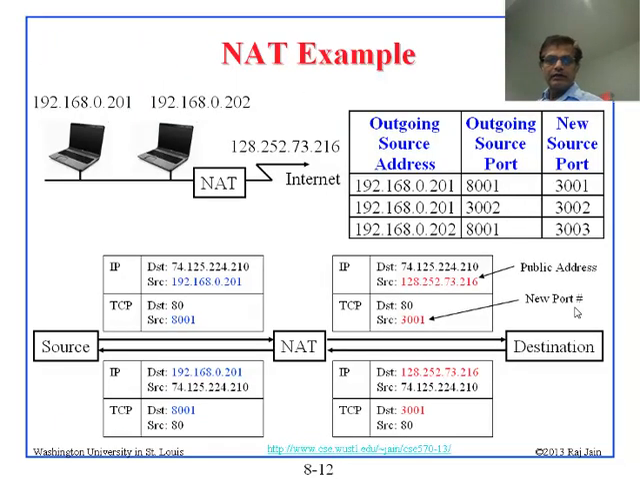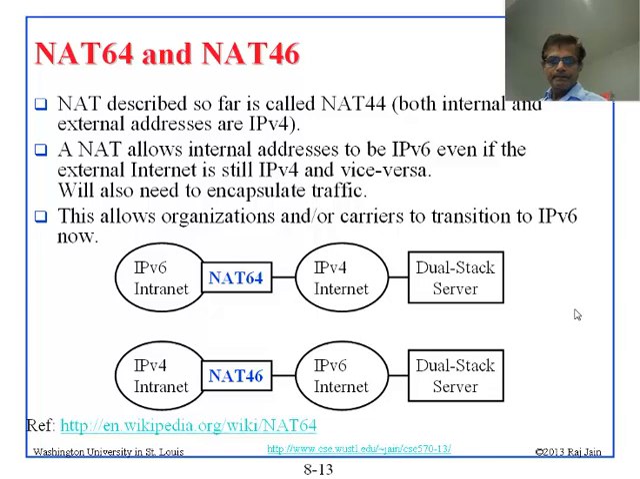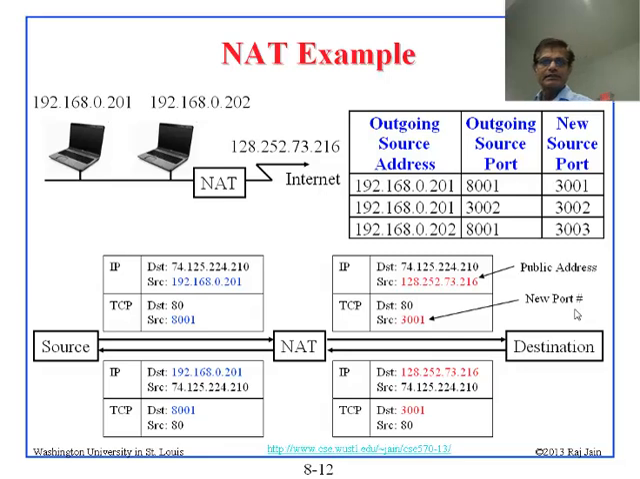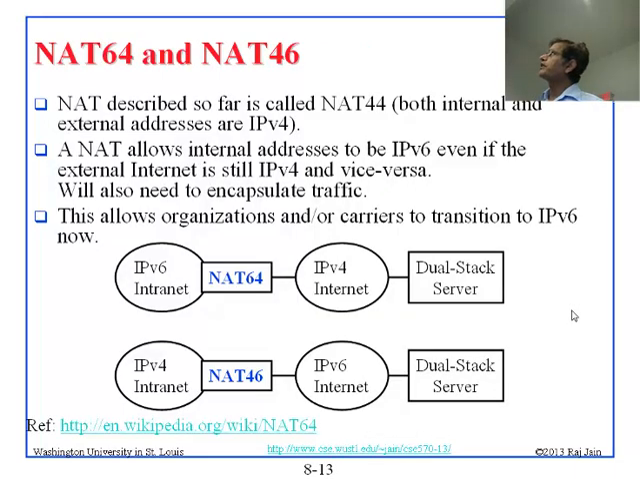Now, this is called NAT 44, because your internal private network is IPv4 and the public network is IPv4. Alright, but it doesn't have to be. You could have an internal private network of IPv6 and the public network could be IPv4, and the NAT will do the same thing.